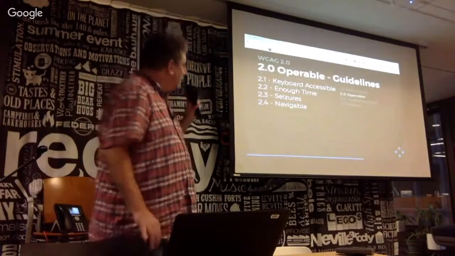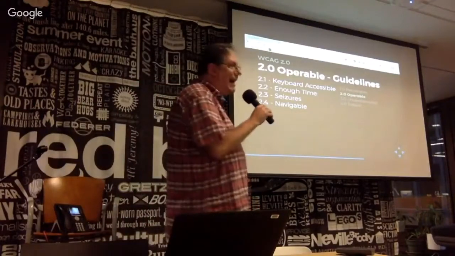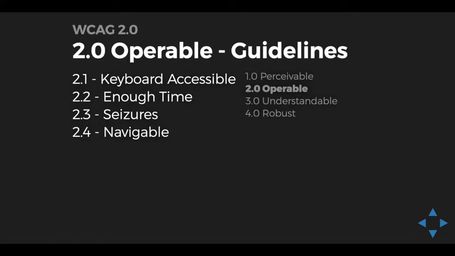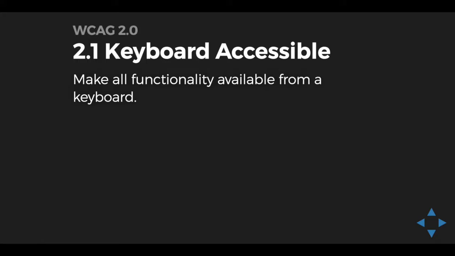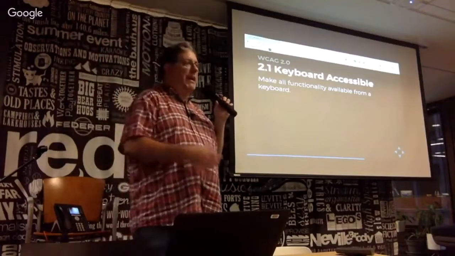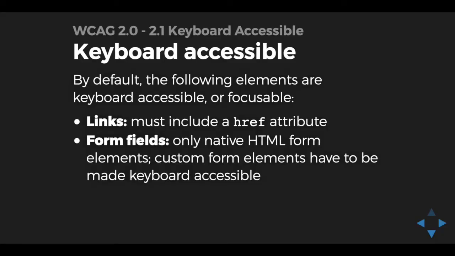So we have four main principles, or I should say guidelines, within the principle of Operable: keyboard accessible, enough time, seizures, and navigable. So the first is keyboard accessibility. Basically, make all functionality on a web page available to the keyboard. Everyone thinks, okay, well, that happens by default, right? Well, hopefully I'll prove that wrong.